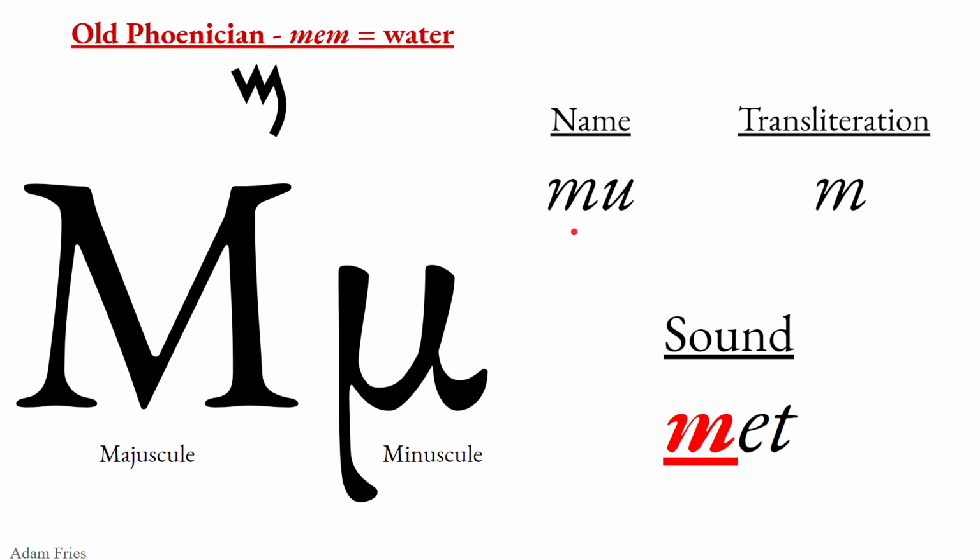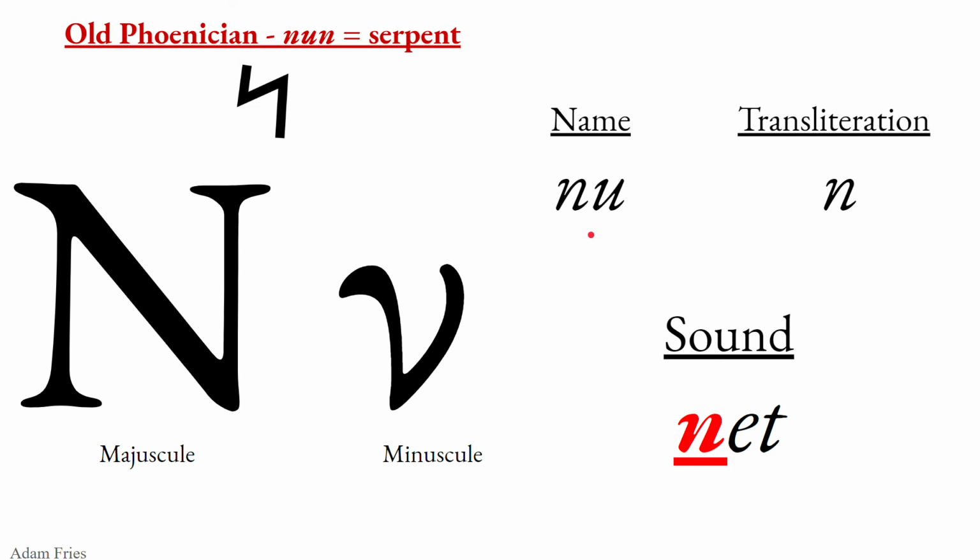The Old Phoenician mem, water, we get the Greek mu. Transliteration, it's an M, like in met, just a normal M, mu. The Old Phoenician nun, a serpent, gives us the Greek nu. Transliteration N, with the sound net. Yes, get used to that V-looking thing being an N. I go ahead and, in my brain, add a little swishy down here, so it looks more like an N.